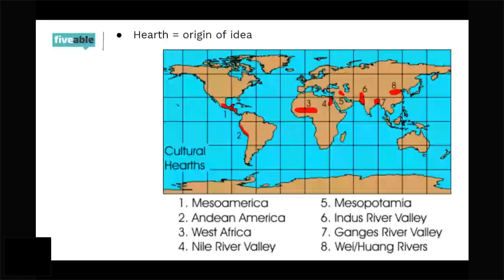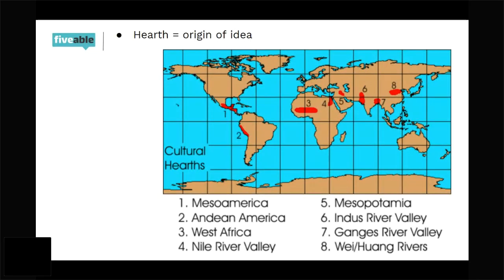And you should have studied the 5 cultural hearths, where civilization kind of started. There are agricultural hearths too, but when we're looking at this one, these are the cultural hearths. These are the areas that were like the cradle, where things started and then spread out from there. They were hearths for culture.